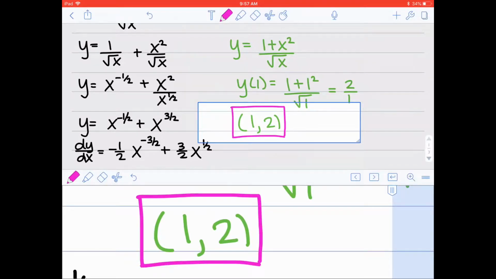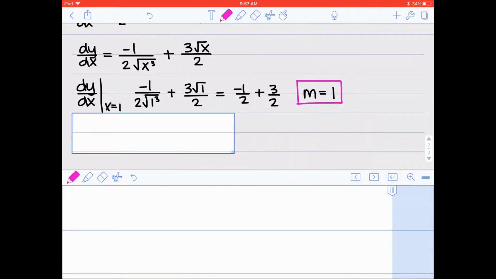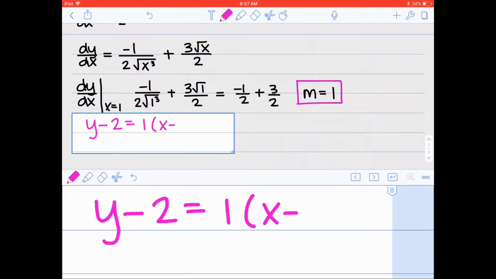I can take that (1, 2) and that slope of 1, and I can go ahead and write my tangent line. So my tangent line is y minus the y coordinate, which was 2, equals the slope times x minus the x coordinate, which was 1, and there's the equation of my tangent line.